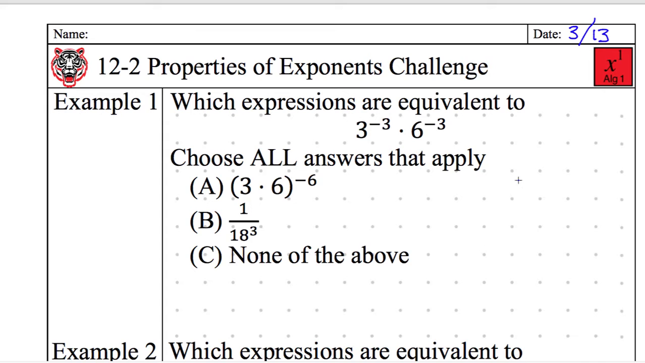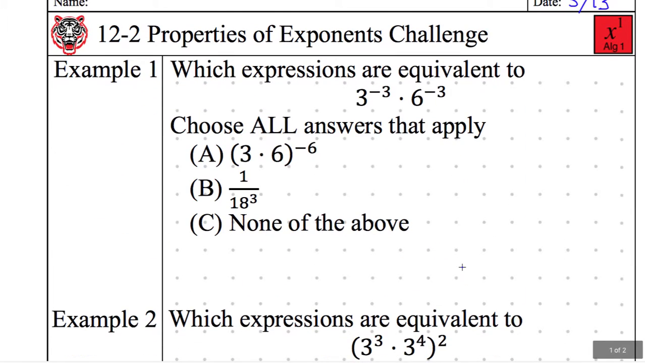We have, how many examples do we have? 2, and that's it. Yeah, 2 examples, and then we can do the homework. Hopefully we can finish the homework in class because we have such a short lesson today to make up for the long lesson yesterday. Alright, I need to find all the answers that are equivalent to this expression up here.